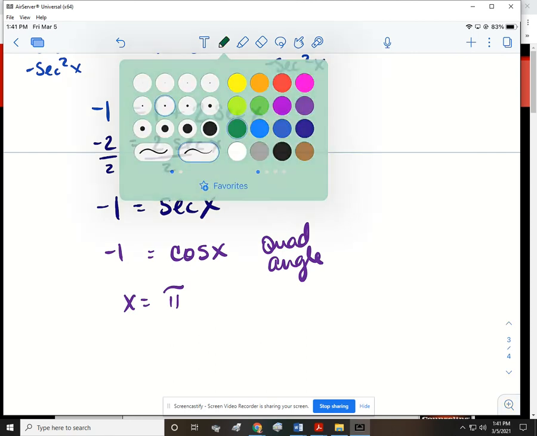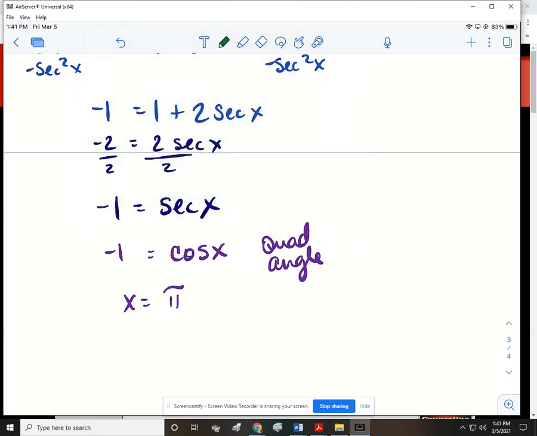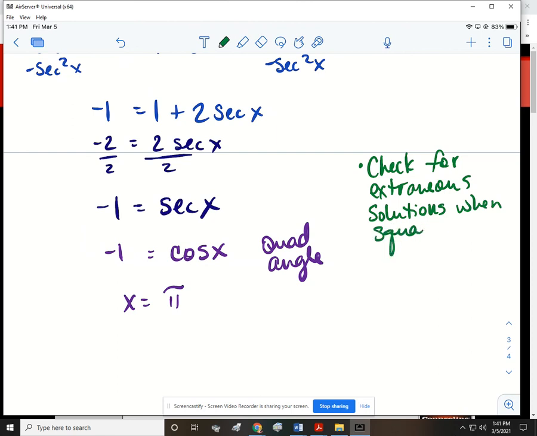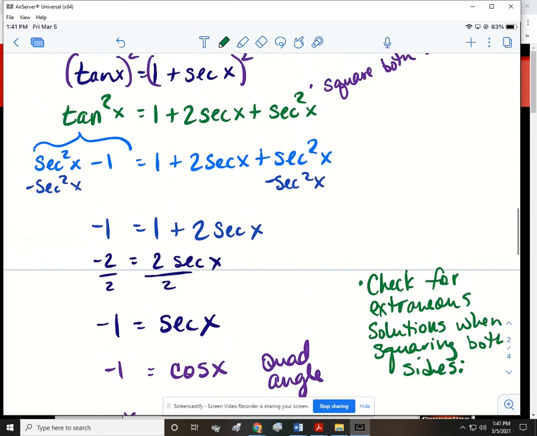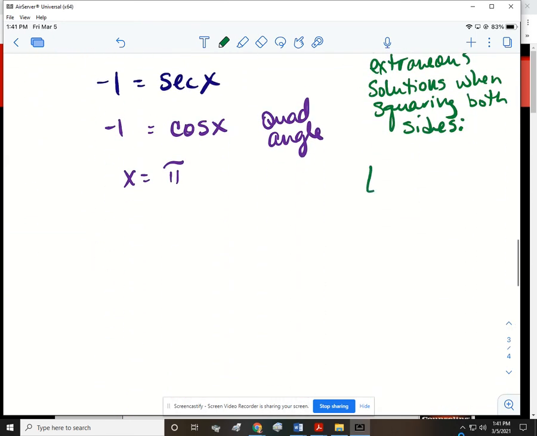Now, one thing that happens whenever you square both sides to solve an equation, all kinds of equations, sometimes you get extraneous solutions. All right, so it just takes a second to take that pi. We're going to plug it into the original equation. So it would be tangent of pi minus secant of pi equals 1, and just see if that is true.